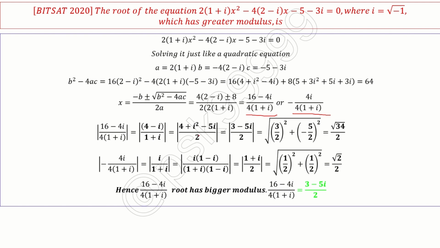Take the first one's modulus, simplify it, you will get square root of 34 by 2. Take the second root's modulus, which is root 2 by 2. So which one is the greater modulus? Obviously, this root 34 by 2 is the greater modulus. So this is my bigger root: (16 minus 4i) divided by 4 times (1 plus i). If I simplify it, I'll get (3 minus 5i) by 2. I should always write in the complex number format, that is the a plus ib format. I cannot have a complex number in the denominator, so I should simplify that. The answer is (3 minus 5i) divided by 2.